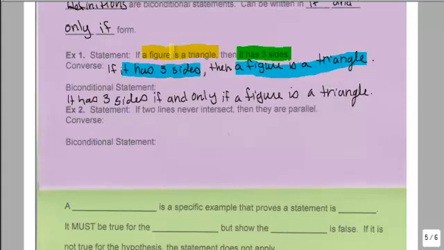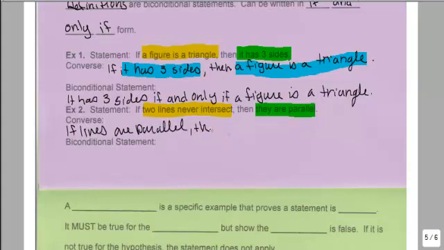So we have, if two lines never intersect, then they are parallel. If lines are parallel, then they never intersect. And that is 100% true. All parallel lines will never ever intersect. So I'm still going to write the same thing as highlighted above and take out the then.